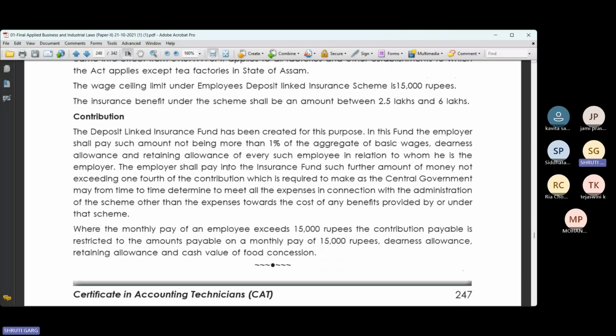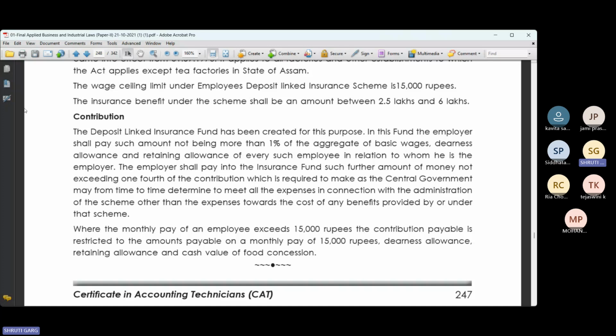Deposit linked insurance fund has been created for this purpose. In this fund, the employer shall pay such amount not being more than 1% of the aggregate of the basic wages, dearness allowance, and the retaining allowance. Once again study. In this fund, who will pay? The employer shall pay an amount not more than 1%. Highlight this line. Only 1% of the aggregate of the basic wages, dearness allowance, and retaining allowance of every such employee in relation to whom he is the employer.